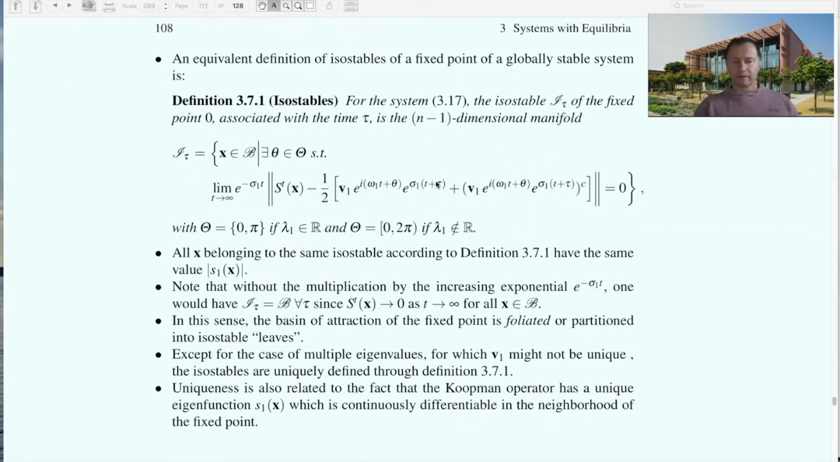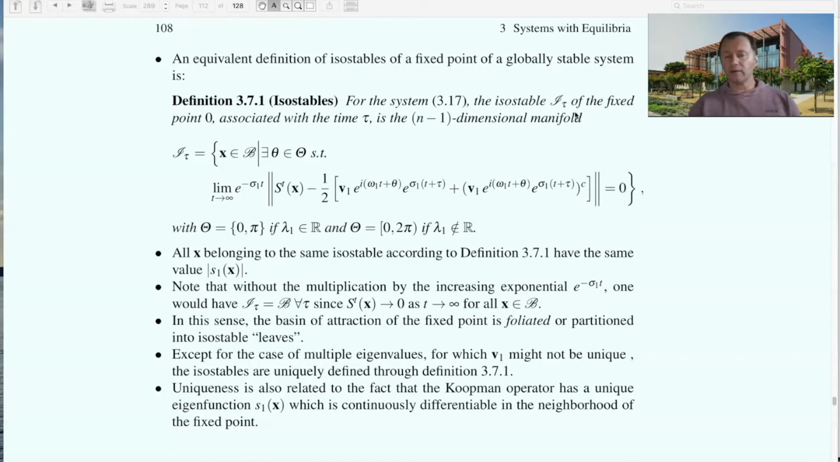All right. So it's pretty easy to see that it is an equivalent and general definition of isostables. The definition that we gave initially is that the absolute value of the slowest eigenfunction S_1, the level sets of that, are isostables.